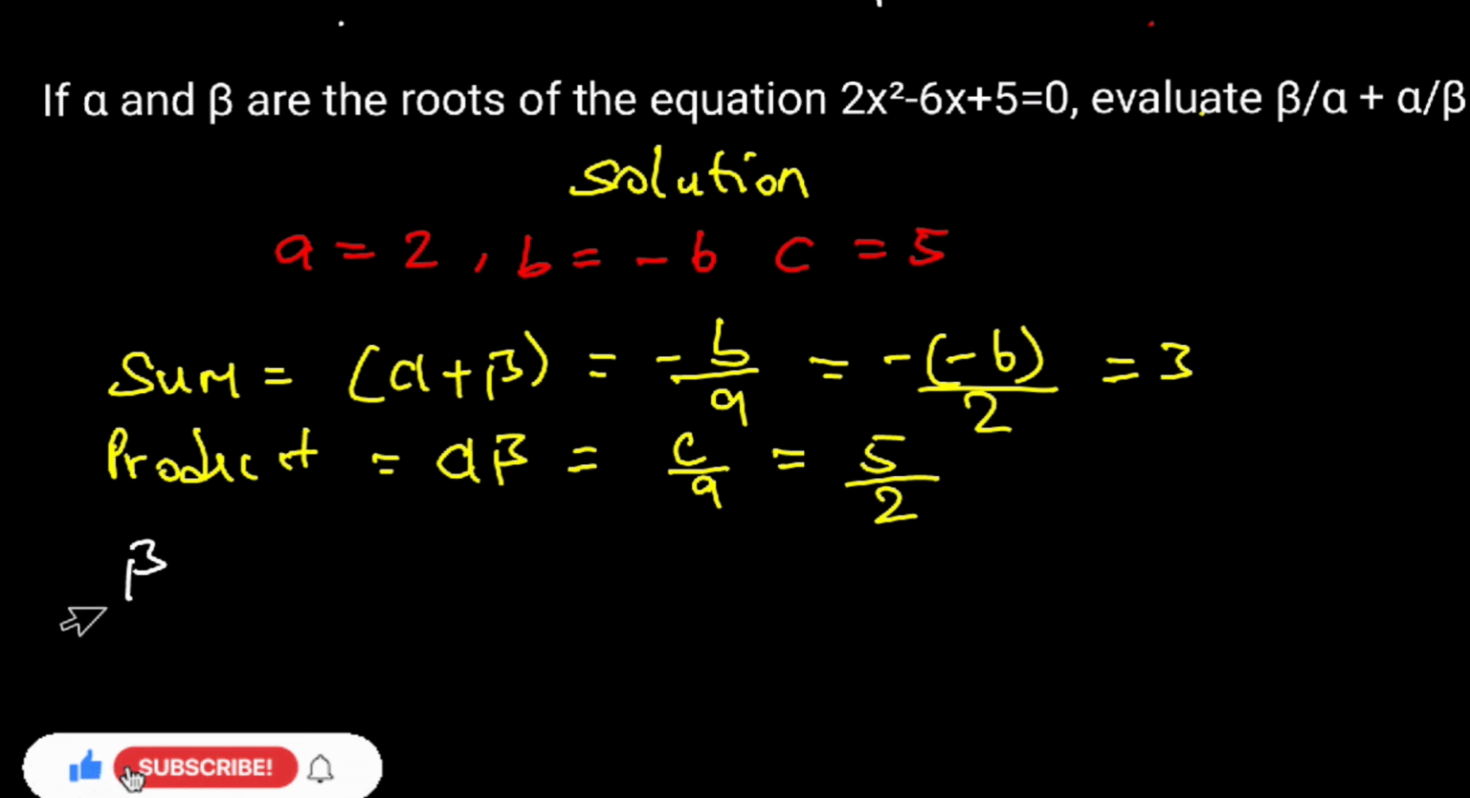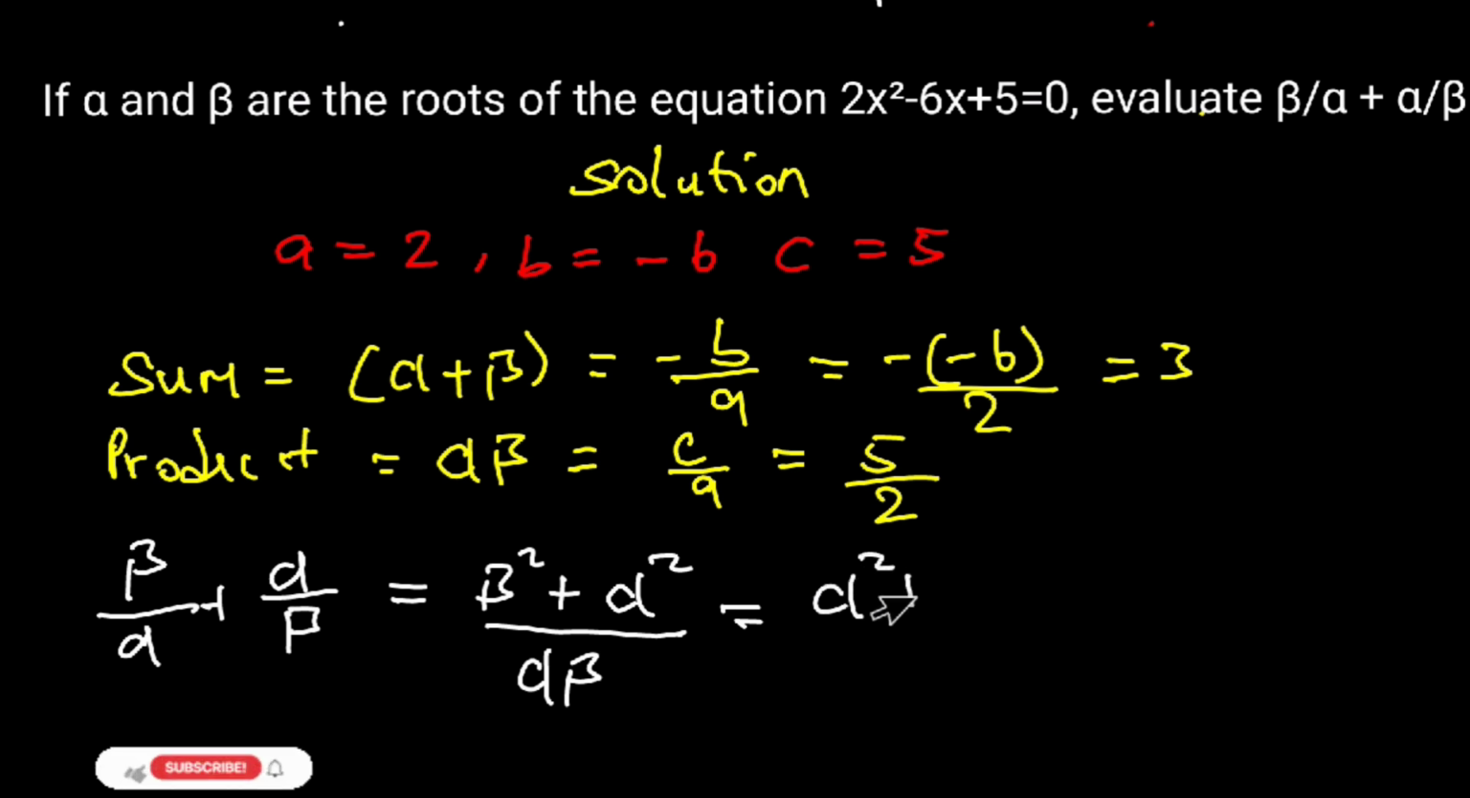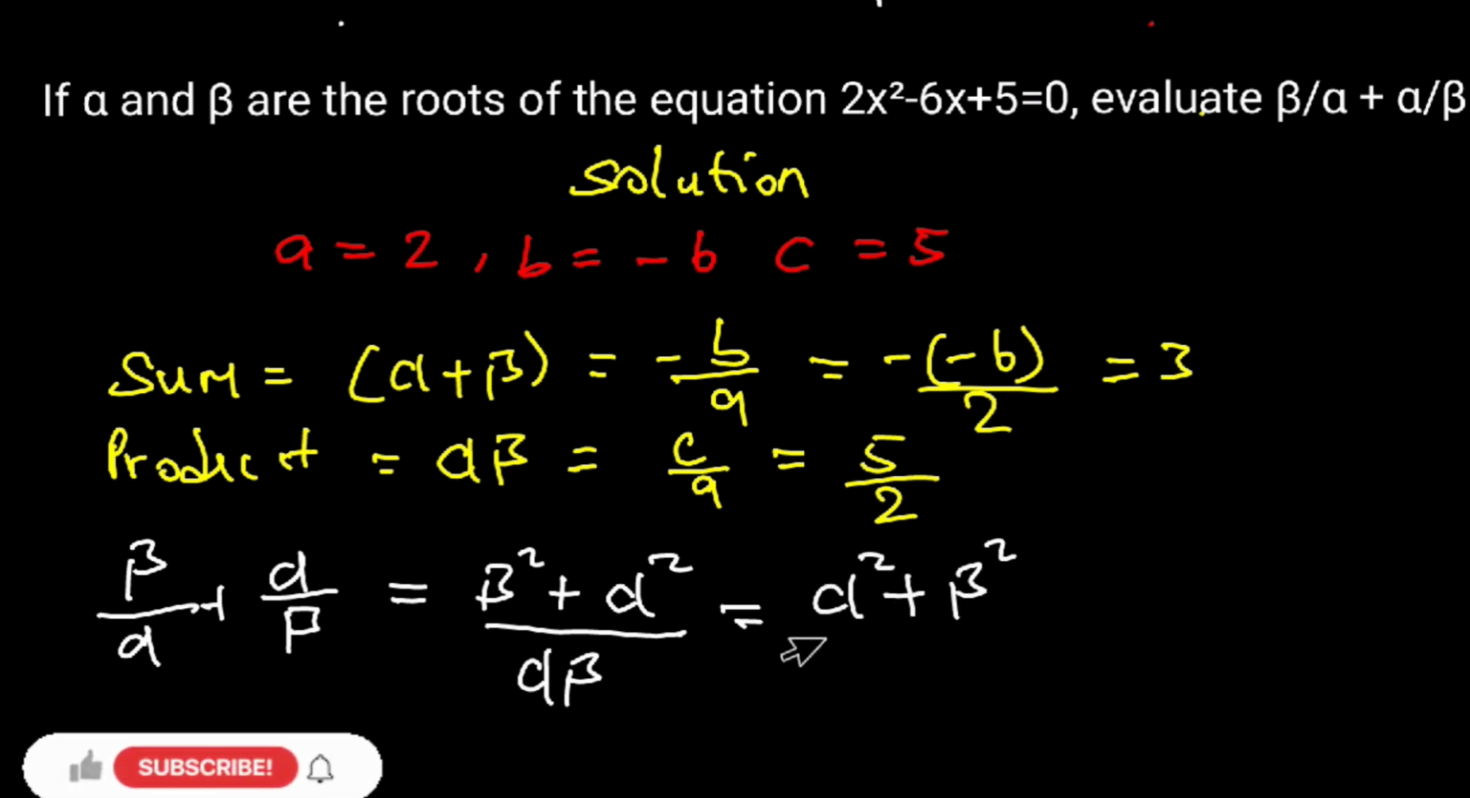So we have beta over alpha plus alpha over beta. So this is equal to, let's find the LCM. Alpha times beta is the LCM. Then we have beta times beta is beta square plus alpha times alpha is alpha square. So this is equal to, now this beta square plus alpha square can be written as alpha square plus beta square, over alpha times beta.